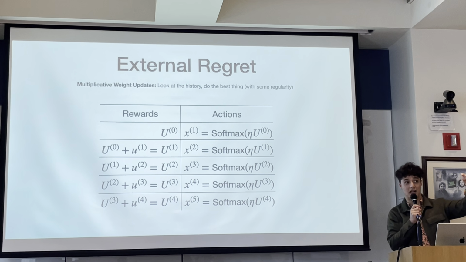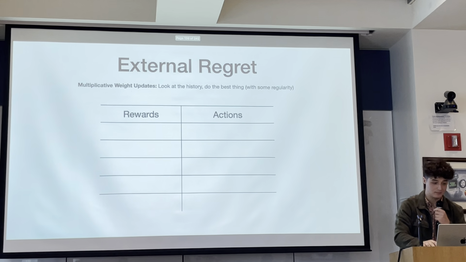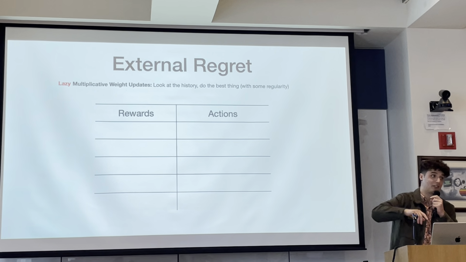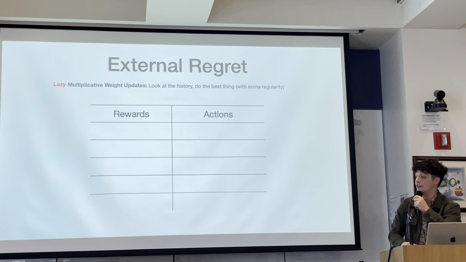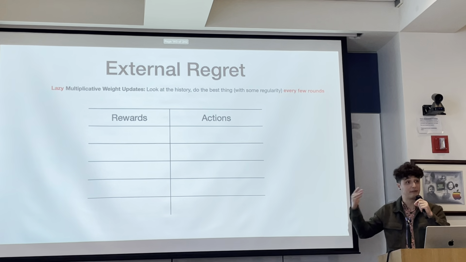Now I'm going to introduce a different algorithm for external regret learning that is going to be an important building block in the eventual tree swap algorithm that we're going to describe. That algorithm is called lazy multiplicative weight updates, lazy MWU. It's essentially going to do the same thing. It's going to look at the history and do the best thing, but only every few rounds.